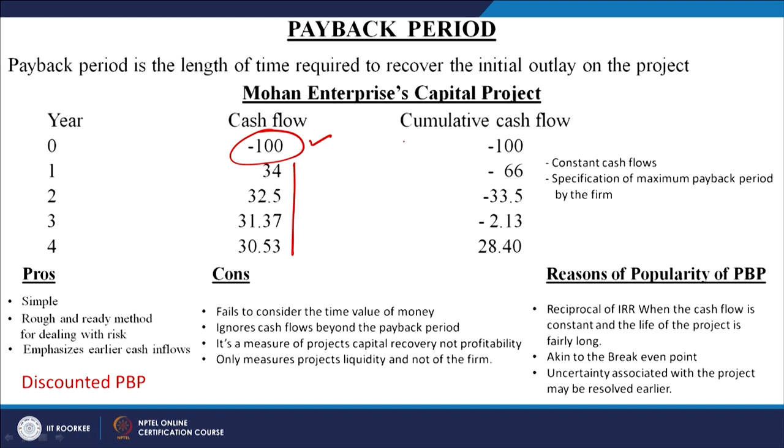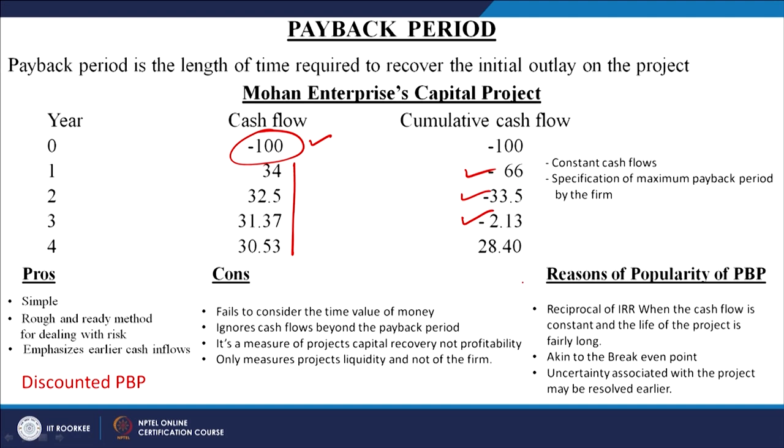The third column is the cumulative cash flows. When you go to the cumulative cash flows, what do we see? First we had minus 100, then plus 34. It means out of 100, 34 is recovered. So now the cumulative value has come down to 66 crores which needs to be recovered, then minus this much. So now the amount remaining to be recovered is 33.5 crores, then the amount remaining to be recovered is 2.13 crores, right. So in the first 3 years, the first, second and third years, the larger part of the amount is recovered. Only at the end of the third year 2.13 crores are required to be recovered, which are recovered in the beginning, you can call it, of the fourth year.